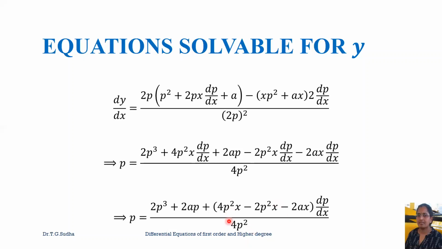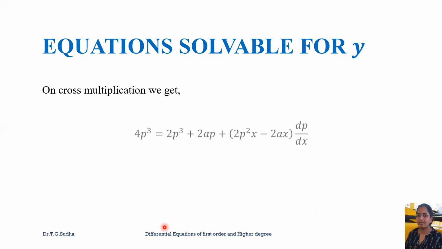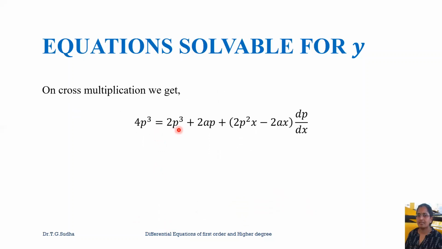Now let us simplify this. Here you have 4 times, here you have minus 2 times. So we get 2 times p square x minus 2ax into dp by dx. You can cross multiply this 4p square to the left hand side and we get, on cross multiplication, 4p cube is equal to 2p cube plus 2ap plus 2p square x minus 2ax into dp by dx. On further simplification, we have shifted all the terms to the left hand side and we get 4p cube minus 2p cube gives us 2p cube minus 2ap minus the entire term which contains dp by dx equal to 0.